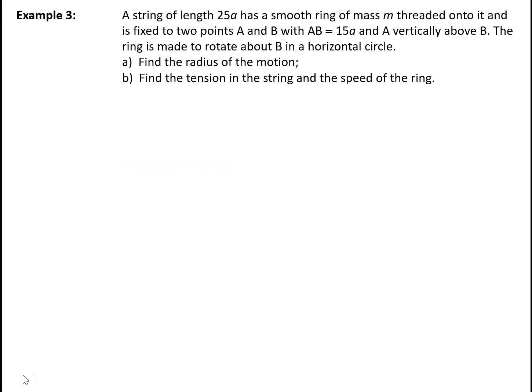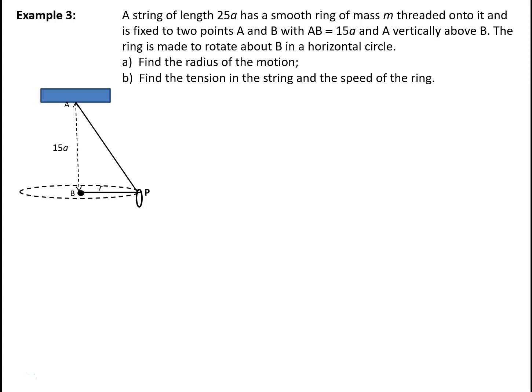Moving on to our third example, we have a string of length 25a. A smooth ring of mass m is threaded onto it, and the string is fixed to 2 points A and B, with AB equals 15a and A vertically above B. The ring is made to rotate about B in a horizontal circle. We've got to find the radius of the motion, the tension in the string and the speed of the ring. Well, the first thing we must do is draw a diagram to illustrate the motion.